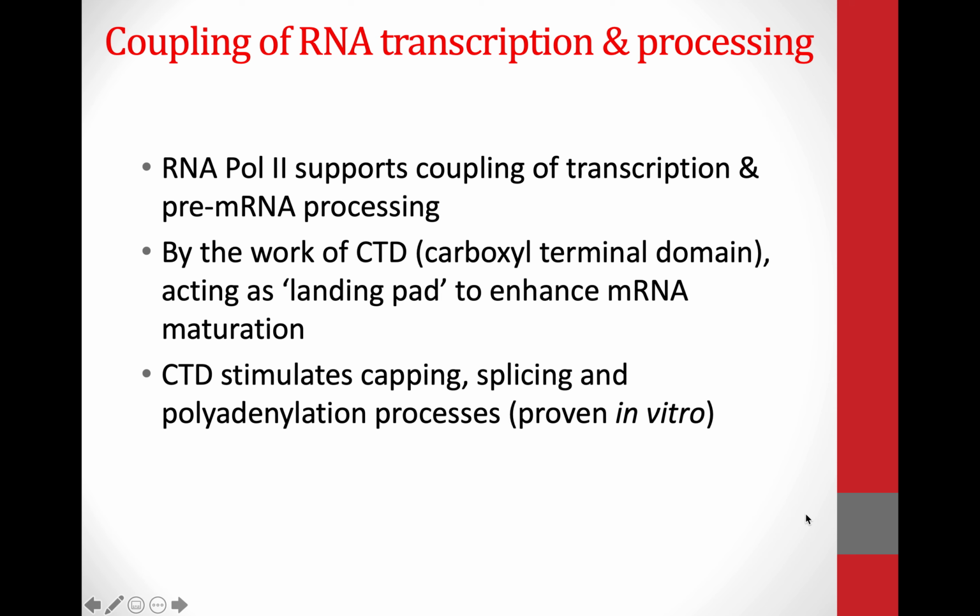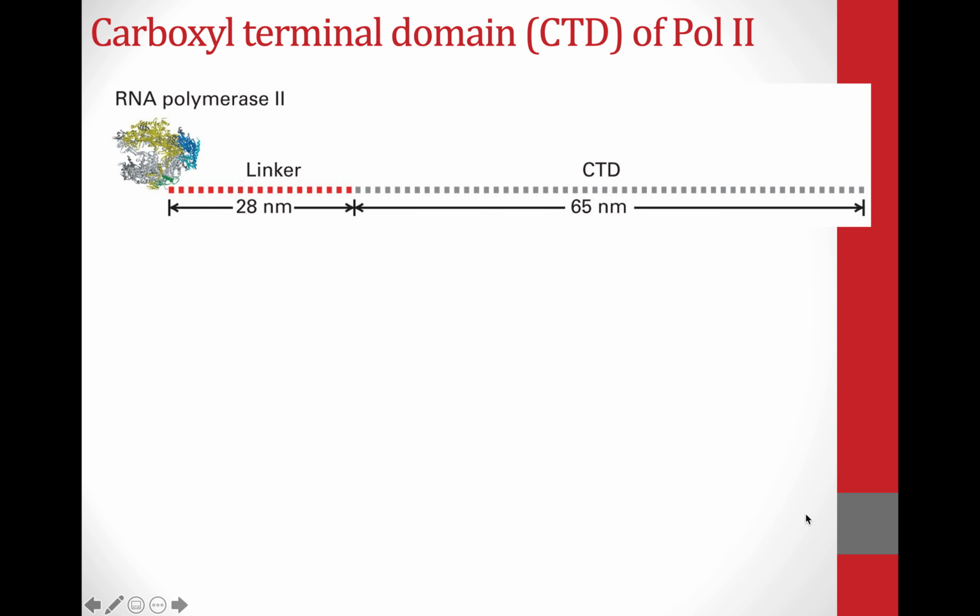So we know that RNA polymerase 2 is the one again that supports coupling of transcription and pre-mRNA processing, and this both occurs in the nucleus. This is also governed by the work of the CTD, which acts as a landing pad, because the CTD is actually sets of sequences on the DNA sequence. This is to enhance your mRNA maturation. Apart from that, the CTD also stimulates capping, splicing, and of course polyadenylation processes, and this has been proven in vitro in the lab.